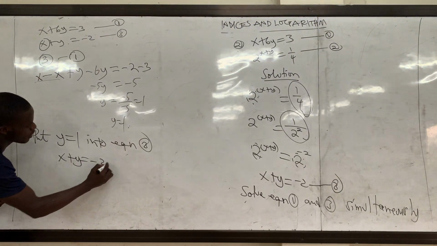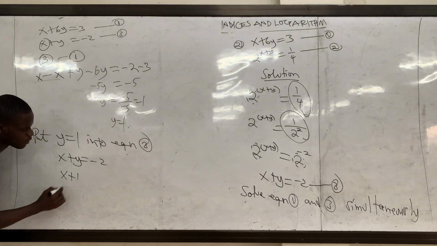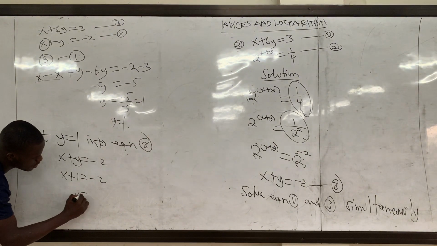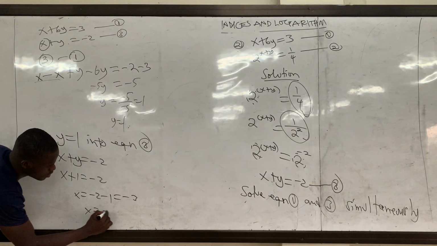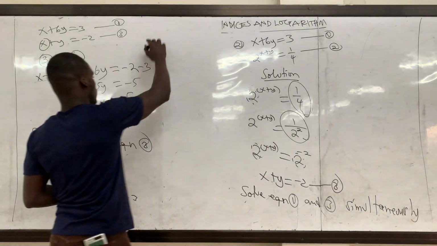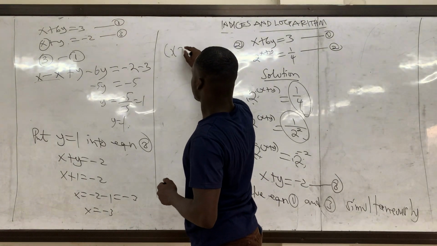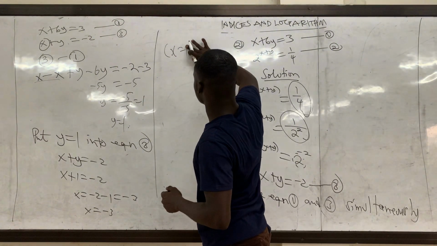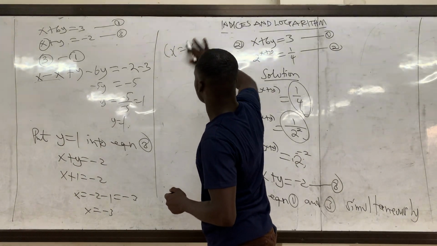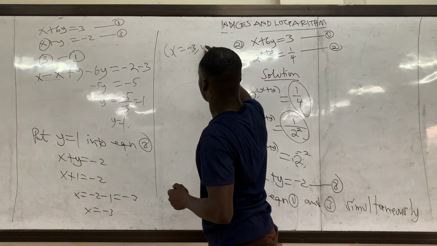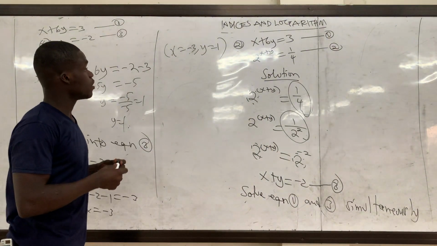So let's rewrite equation 3. X plus y equal -2. So x plus the y is 1, so x plus 1 equal -2. So x is going to be equal to -2 minus 1, which is -3. So x is equal to -3. So the answers for this simultaneous equation are x is equal to -3 and then y is equal to 1. So these are the answers we have for our question.